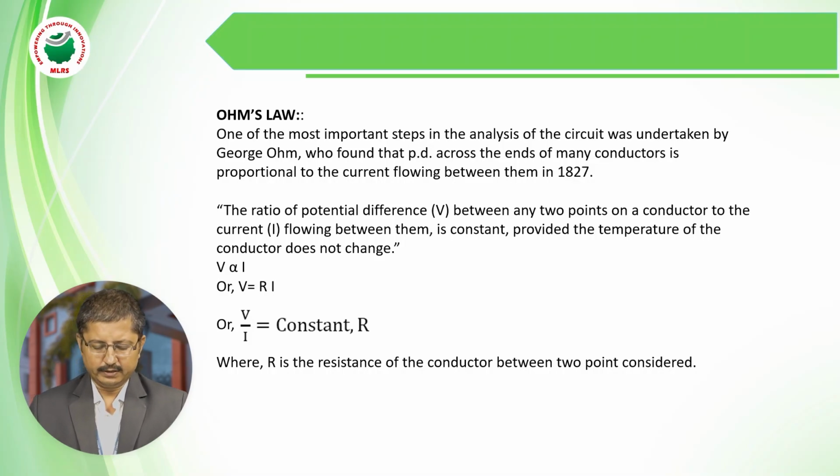Another definition is also there. The ratio of potential difference, that is V, between 2 points on a conductor to the current flowing between them. Let us take one resistor with the 2 points A and B. The potential difference between points A and B I am taking as V, and the current flowing through this conductor I am taking as I.